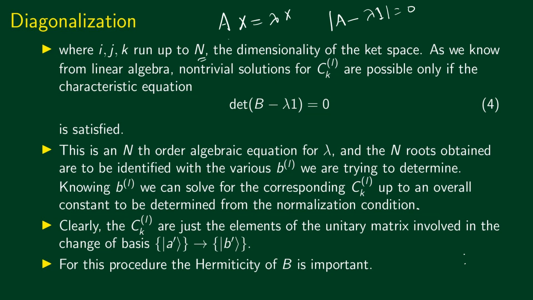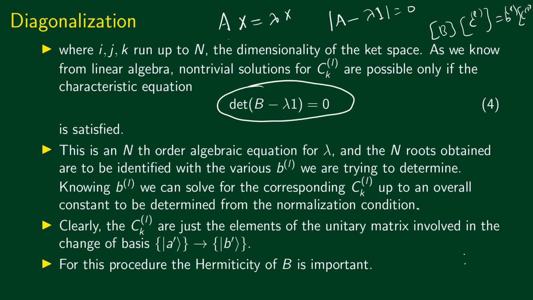We have an equation of the form: a square matrix B acting on a column matrix, which we denote as C_L, gives you B_L multiplied by C_L. It is an eigenvalue equation for B. In order to find the eigenvalues, you demand that the determinant of B minus lambda I is equal to 0. You'll get an nth order equation for lambda. The n roots obtained are to be identified with the various B_L we are trying to determine. So this is how we find the eigenvalues of the matrix B.